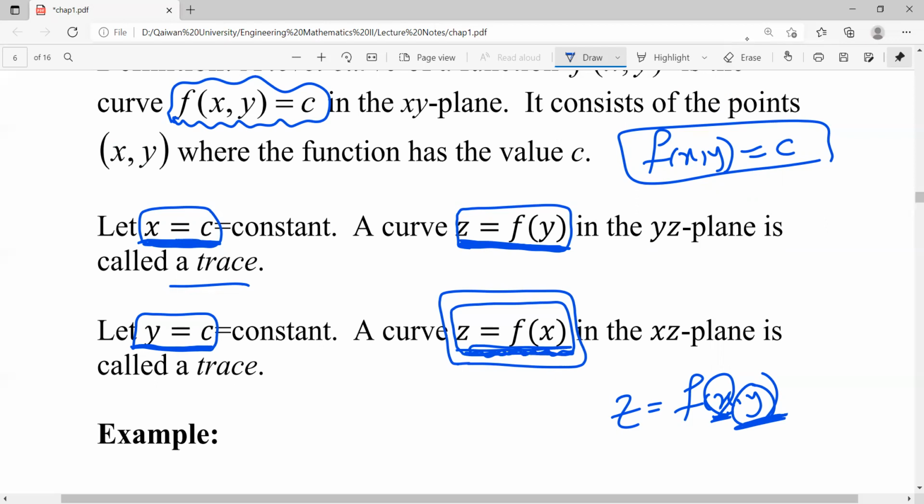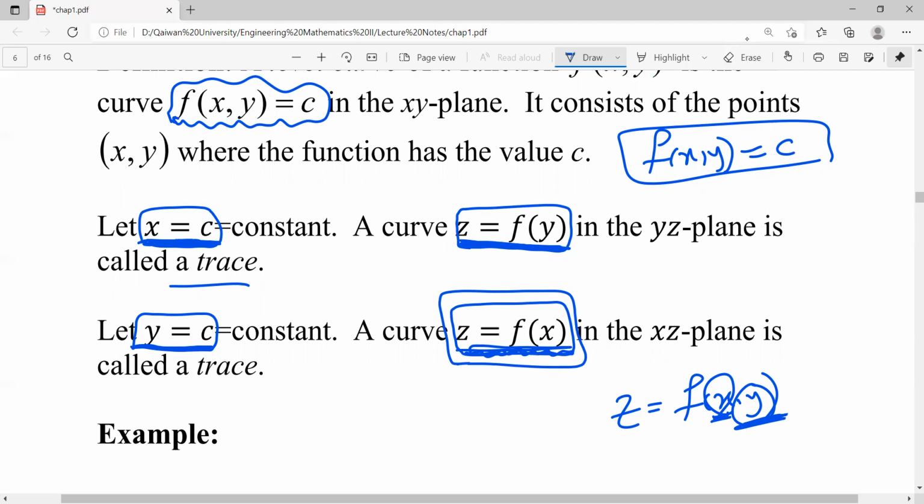We need the trace for sketching the graph of the function. We need to draw the graph of the level curve and also the traces to sketch the graph. We join these all together and we get the graph of the function in R3. Each of these graphs are in R2. That's in the plane. But when we combine these graphs together, we get a graph in R3.